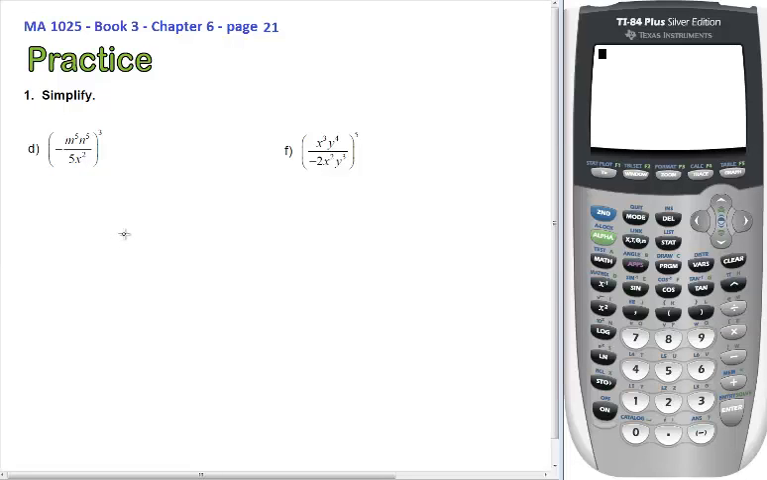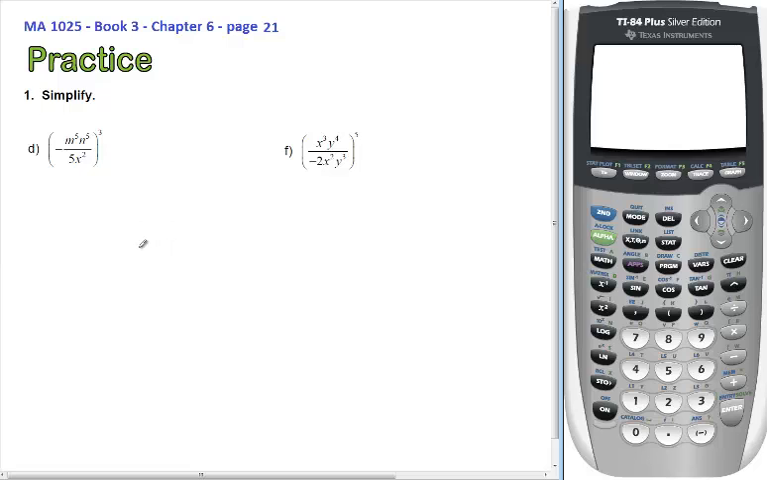Good day, students. Today we're going to look at a couple more examples in your solutions of your practice exercises. This is in chapter 6 on page 21 in particular. This deals again with exponents, and if you watched the last few solution videos, it's all been about rules of exponents, and again now we're looking at fractions.